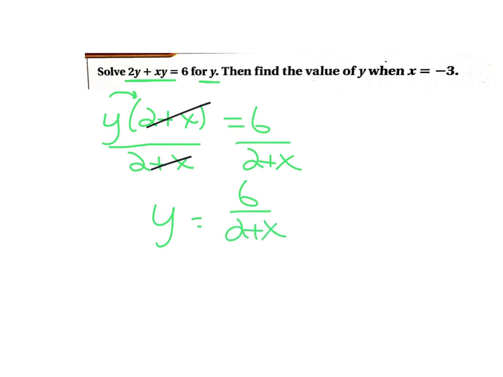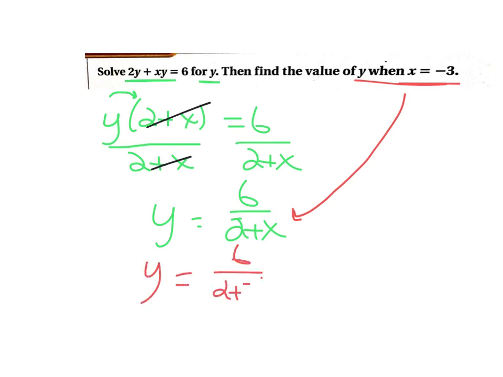Now they're solving for y. But then it does say to find y when x is negative 3. So obviously I'm going to plug that negative 3 right there in for my x. So I get 6 over 2 plus negative 3. Obviously 2 plus negative 3 is negative 1. And if you divide that into 6, you get negative 6. That's all we're doing. So basically practicing your equation rules, but doing them with formulas and equations with 2 variables, and then having you plug numbers in to solve for that variable.